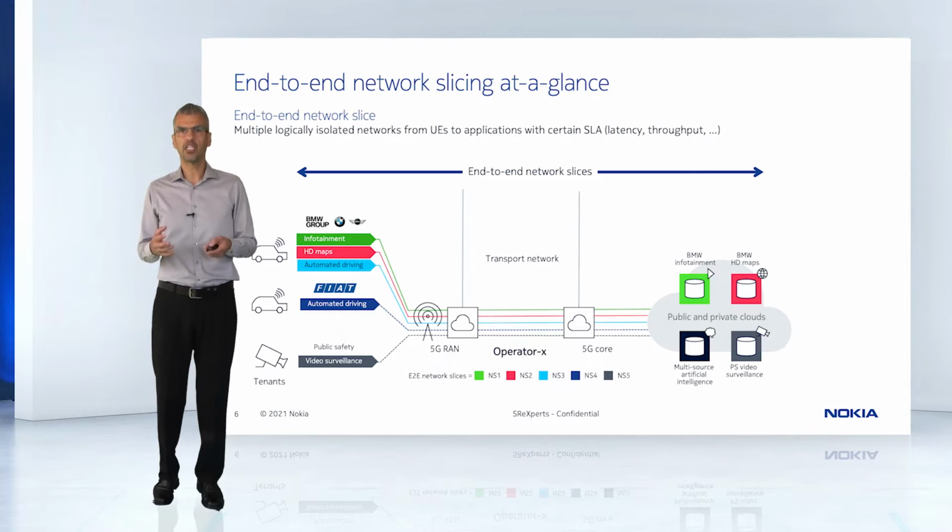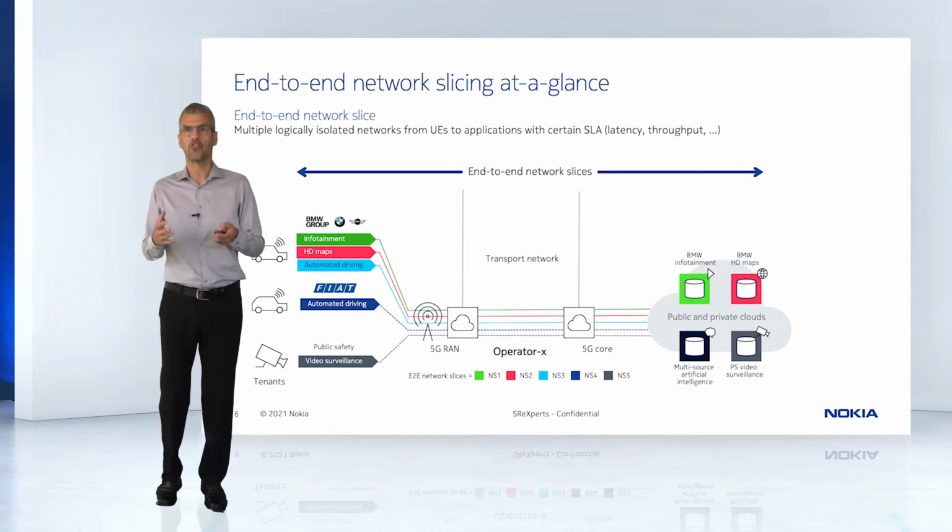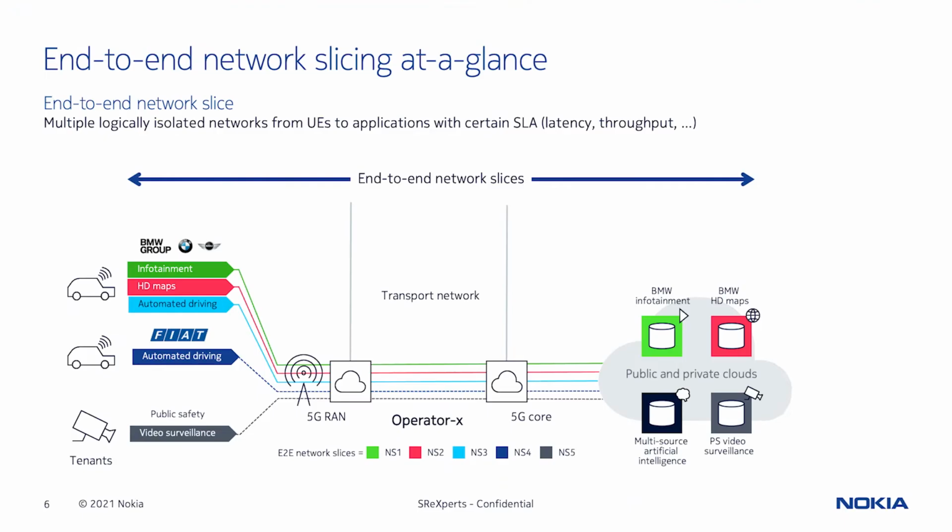The color here represents the SLA that each of these end-to-end network slices needs. For example, for the dark gray network slice 5, most likely the SLA for the public safety service, video surveillance CCTV network slice, is the bandwidth. Whereas for autonomous driving, for example for BMW, the SLA will be the jitter and packet loss.